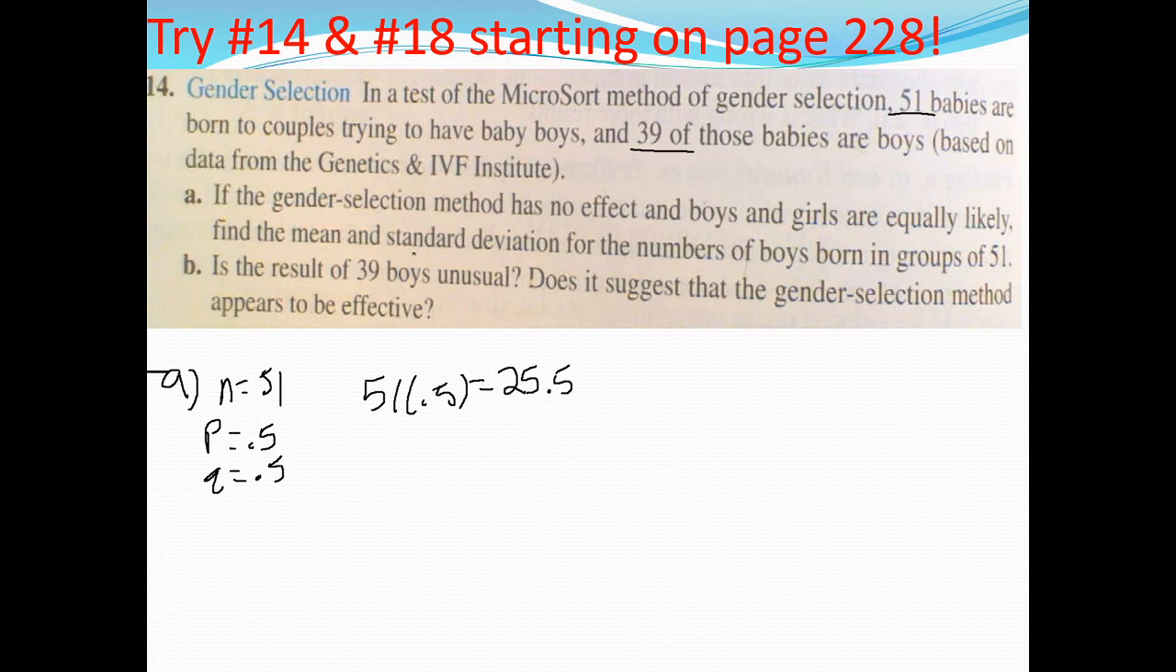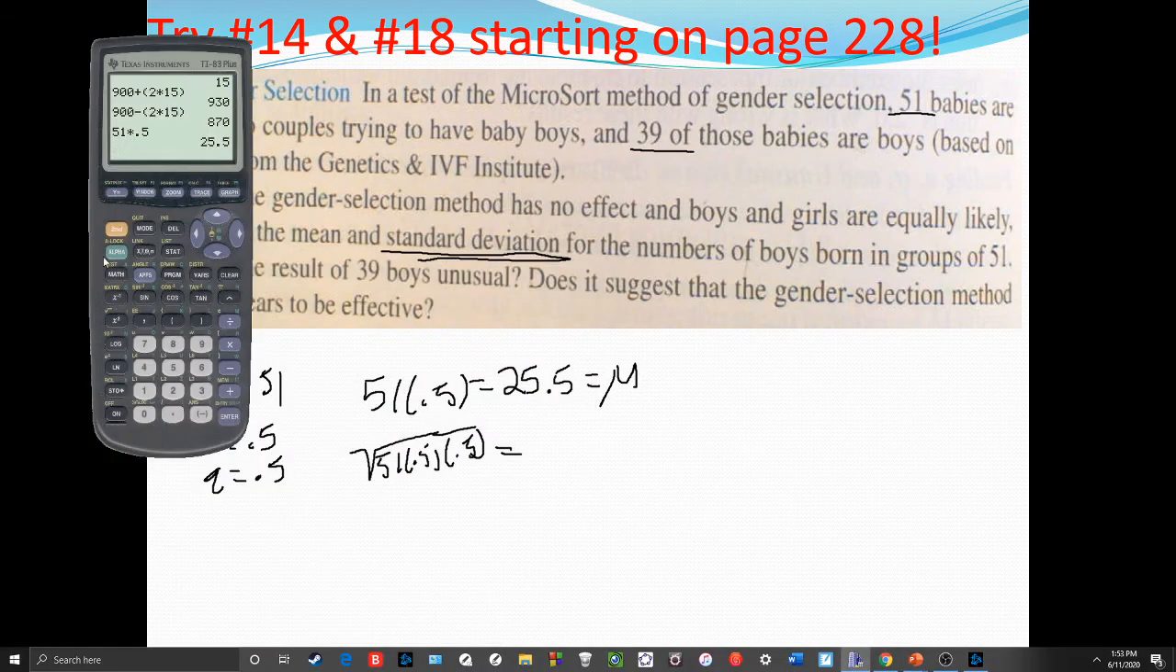Okay, then we also want the deviation as well, which would be good to have. So that's our average. So let's get our deviation as well. Our deviation is root npq. So let's see what our deviation ends up being. So root of 51 times 0.5 times 0.5 again. We end up getting about 3.57.